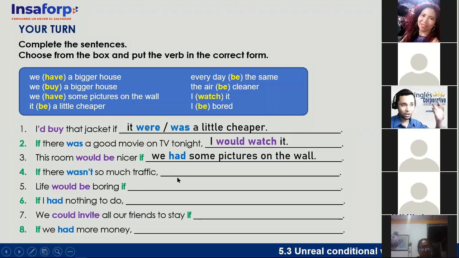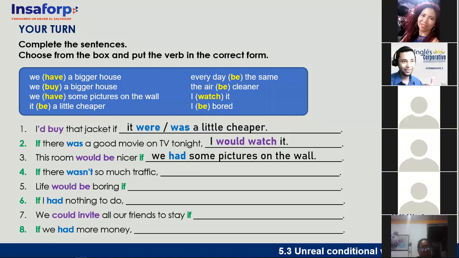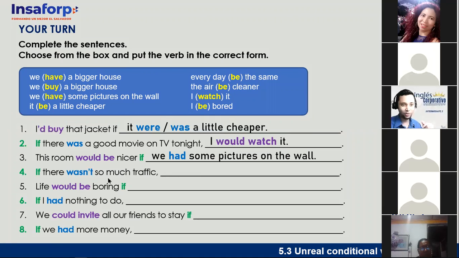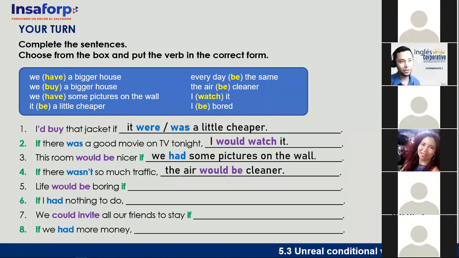Lo que significa que la otra es la cláusula de resultado. Ahí vamos a ocupar el modal auxiliary. Entonces, ¿cómo nos quedaría? If there wasn't so much traffic, the air would, and the verb would be cleaner. That's right. If there wasn't so much traffic, the air would be cleaner. Si no hubiera tanto tráfico, el aire estaría más limpio. Okay, thank you very much.